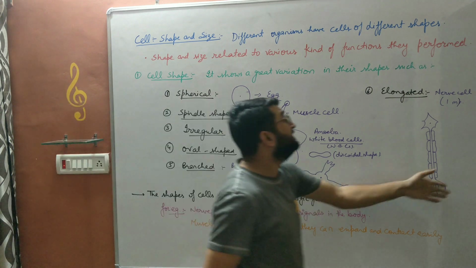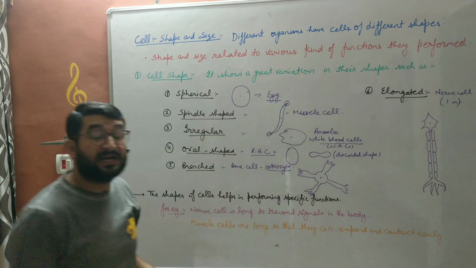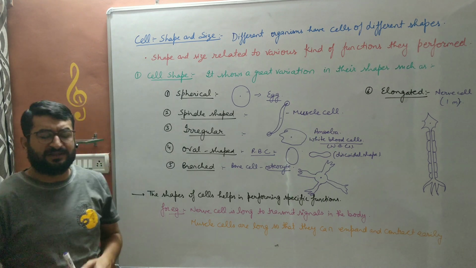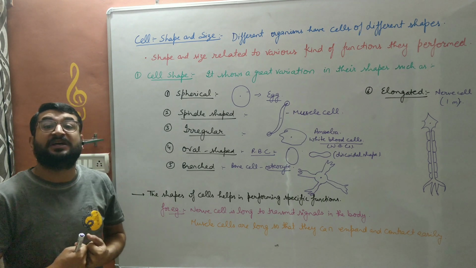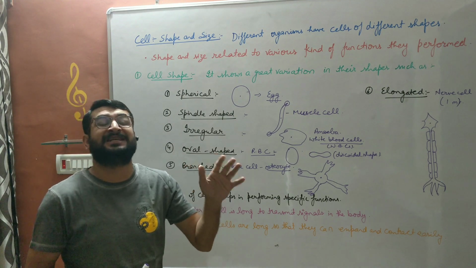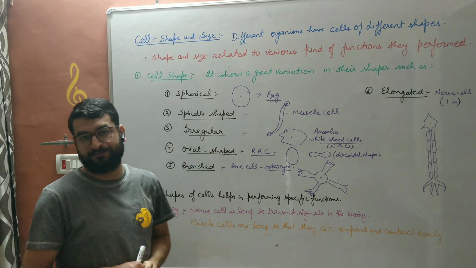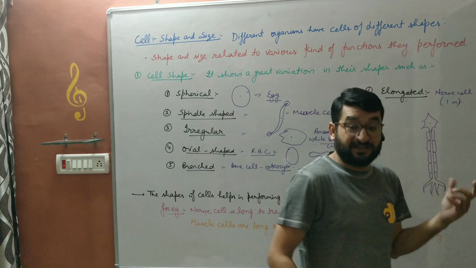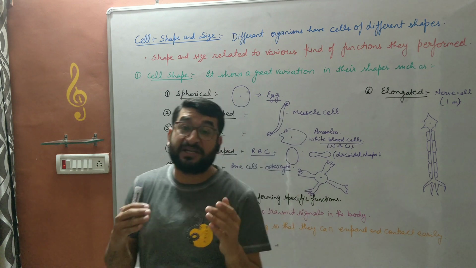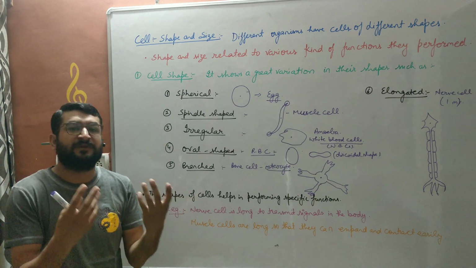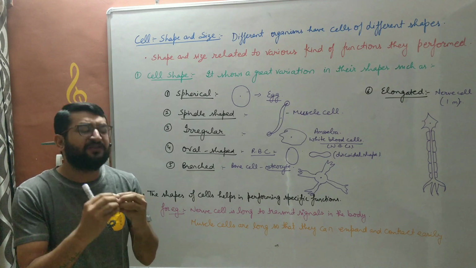So these shapes are specific to perform their specific functions. The variation in the shape is the cause of various kinds of functions performed by each and every specific cell. For example, nerve cell is elongated. Why is it that much in length? Because it transmits the signal from one part of the body to another.